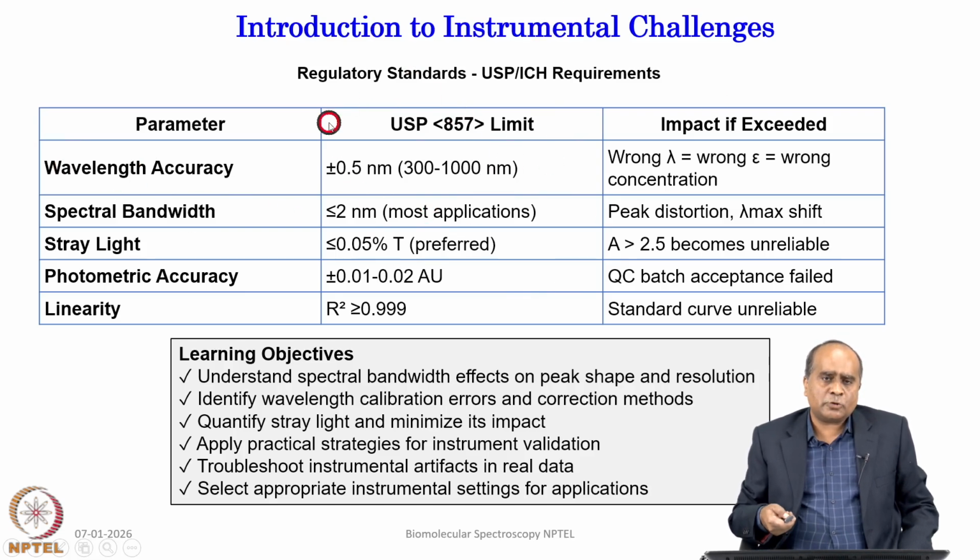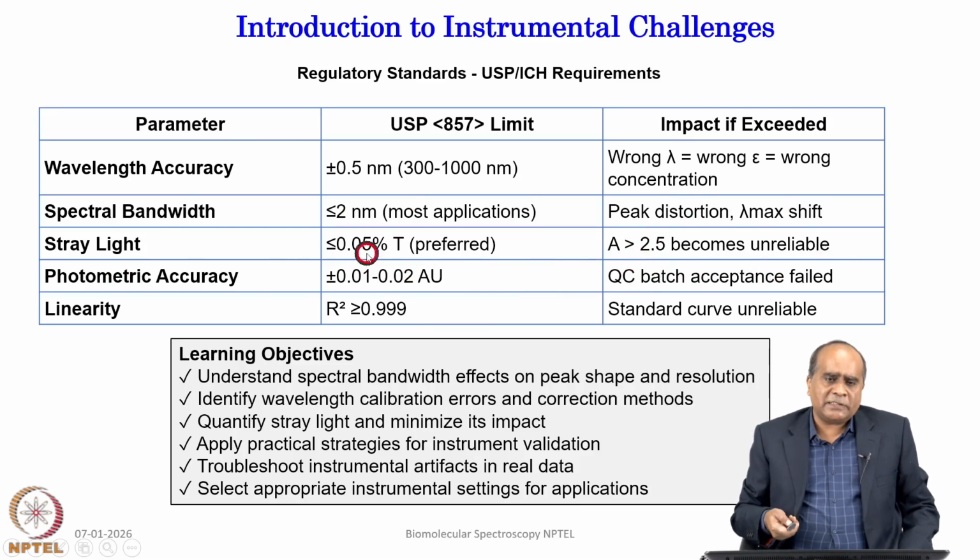So, wavelength accuracy should be 0.5 in this range of 300 to 1000 nanometer. Wrong lambda, wrong epsilon, wrong absorptivity, wrong concentration, and that can be detrimental. Similarly, spectral bandwidth should be less than 2 nanometer for most applications. If it is not, it leads to peak distortion and lambda max shift. The stray light should be 0.05, and the absorption becomes unreliable if the absorption is more than 2.5.